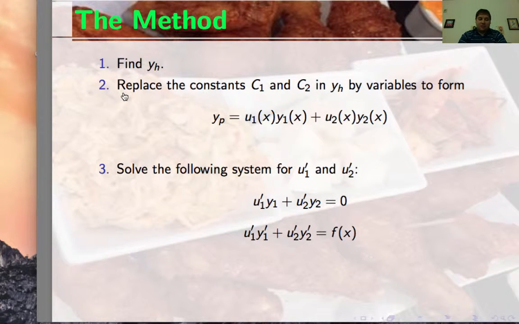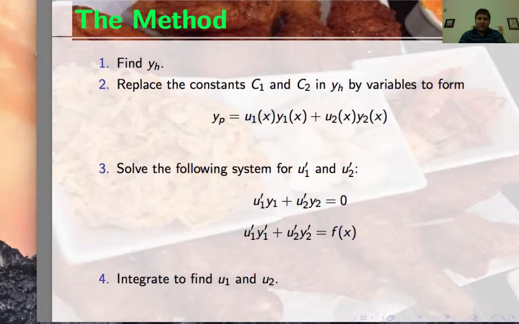Sometimes I'm going to make sure that it's generally easy for you, that the algebra is not too bad, but it could be a nightmare. It could be really, really hard to solve that system. Once you've found u1 prime and u2 prime, then you just integrate. You just take the antiderivative to find u1 and u2, and that's your missing parameters.